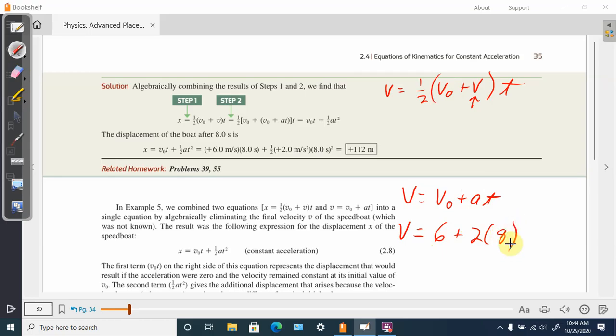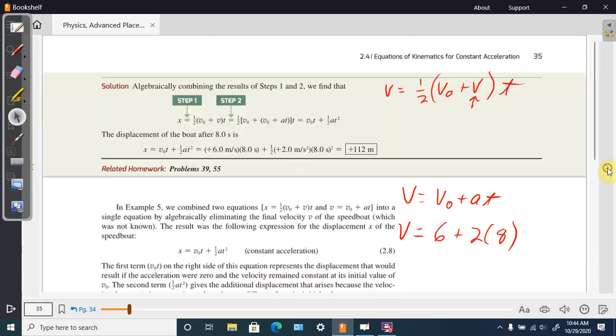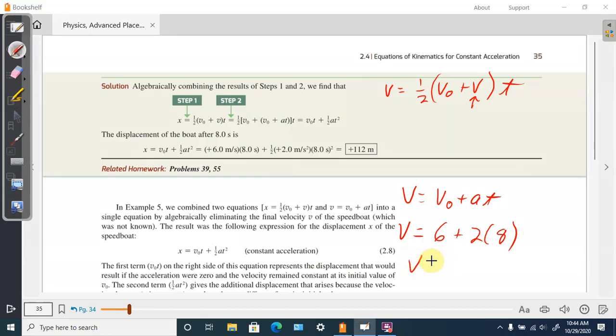Okay. And let's go back and just make sure that we have all those numbers correct. Okay. So here you go. V equals v sub 0 plus at. Initial velocity being 6. There it is. Constant acceleration 2. Time of 8. Perfect. Okay. And so basically what you're going to do is say v will equal 6 plus 16. Right. So your velocity is going to equal 22 meters per second.